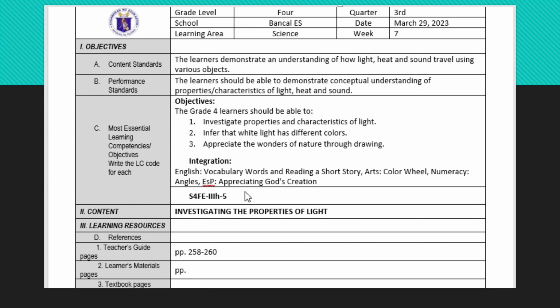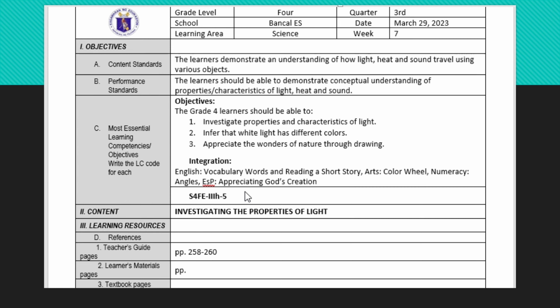Next is numeracy. So, there is a certain portion of my lesson where, at a specific angle, we can observe why the light disperses. So, mathematics is also integrated in this lesson. Then ESP, Appreciating God's Creation, which is the children's appreciation of the rainbow as a natural phenomenon that happens in the world.